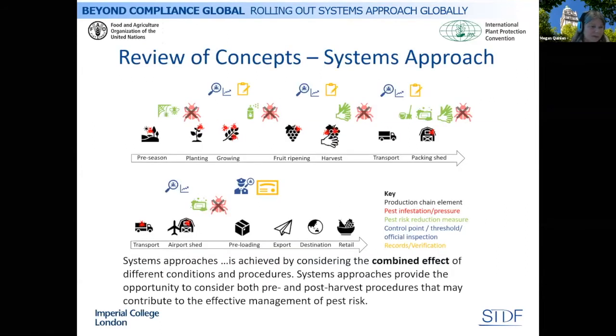Okay, so this is a graphic from an article that we wrote for the International Year of Plant Health. It's just to give you an idea. Systems approach. You can do things pre-season, during planting, during the growing phase. You could make choices about bagging or covering your fruit that's ripening. You can harvest immature before it's ripe. There's things that you can do at each point along a pathway that would reduce or practically eliminate the possibility of the pest of concern being present in your shipment.